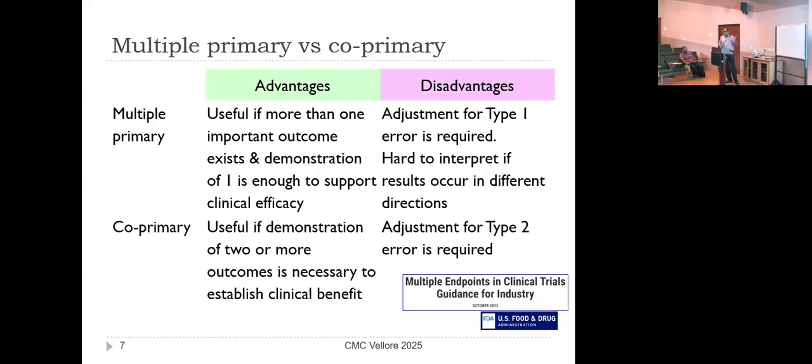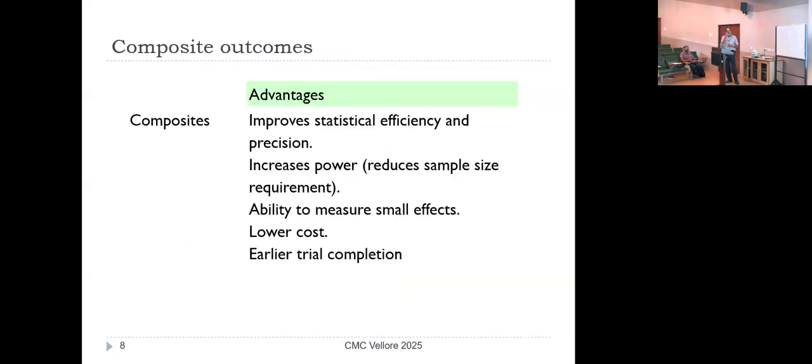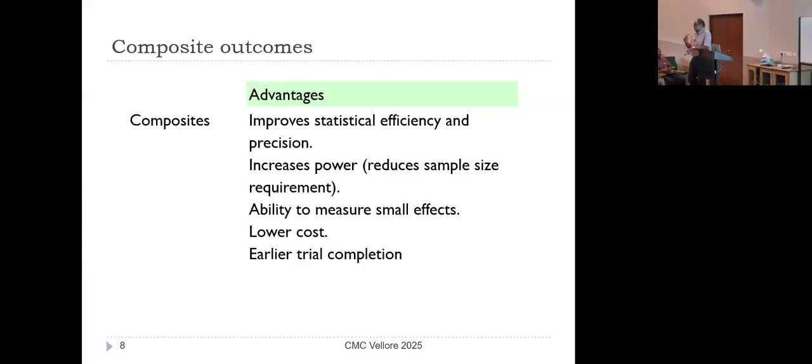So this happens sometimes. More common though is the use of a composite. When you have multiple things, they use composites. And composites are what? They'll take several, hopefully related clinical endpoints that are hopefully of equal importance and hopefully of equal event rate and all related to the same effect of the intervention, and put them together.